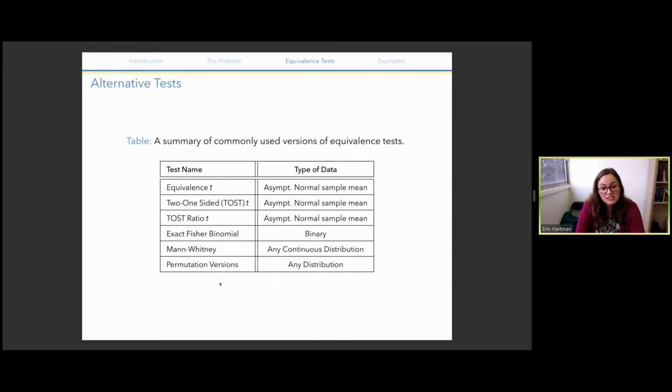Those aren't the only tests that are out there, right? So that's the equivalence T and the two one-sided tests I talk about. People have worked out, if you care about the ratio of your outcomes as opposed to, say, difference in means, there are two one-sided test equivalence versions of that. If you have binary data, you can look at Fisher exact test. There's a Mann-Whitney test that we talk about that's good for testing distributional changes. It uses a rank sum. And of course, if you're in a world where you can use permutation inference, you can use permutation versions of any of these tests.